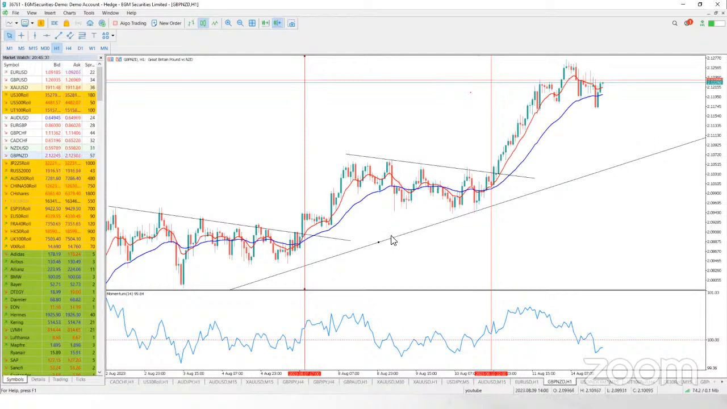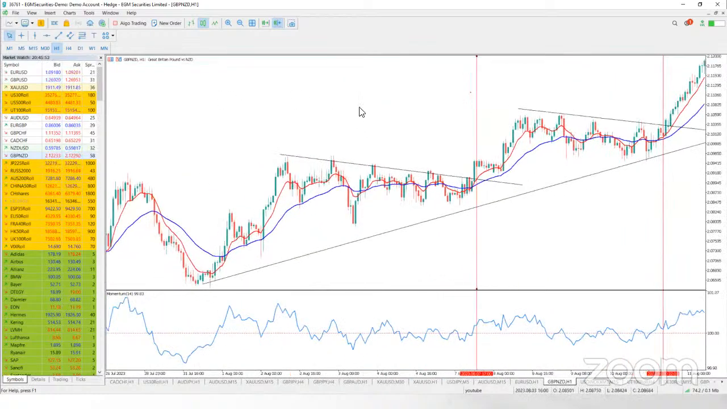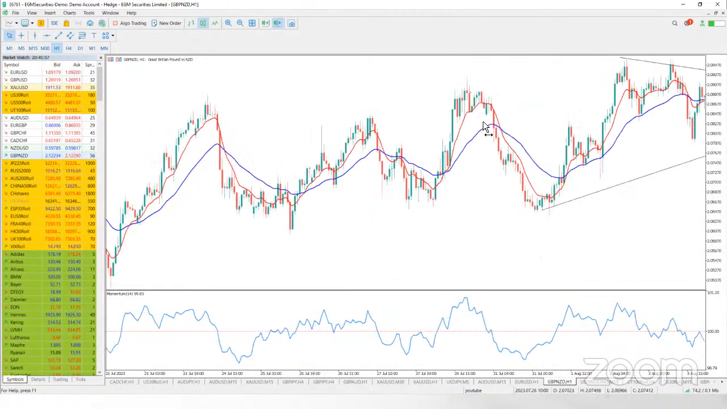Okay, so this is an advanced approach where you're not only waiting for the trend to be broken. If it's a bigger trend, you can look for minor trends which are forming in the charts and exploit them using this strategy.